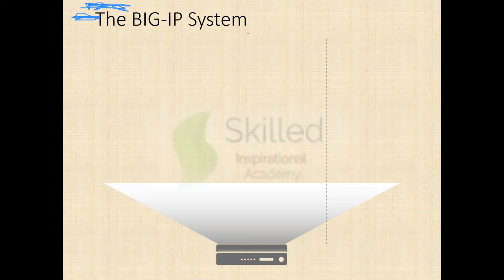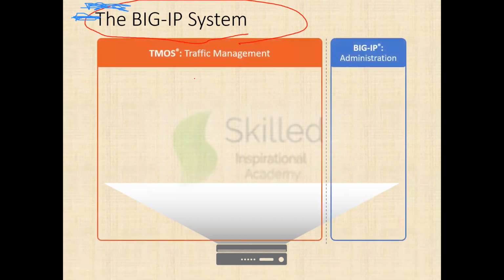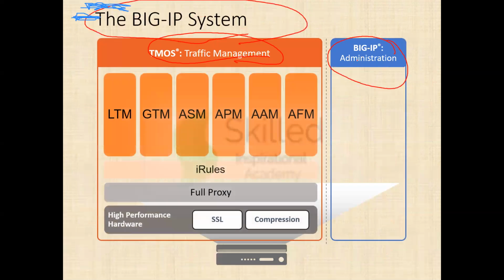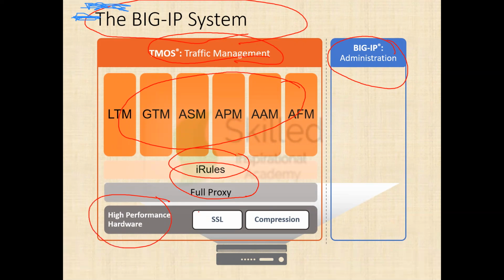Let's go to the BIG-IP system, how it looks, in a little more detail. We have two things. One is traffic management and one is BIG-IP administrator. You can see we have different modules in our TMOS: LTM, GTM, ASM, APM. We have iRules to modify traffic. And since F5 is high performance hardware, SSL is a great feature so that your connections can be secured, web applications can be secured, and we can use compression.